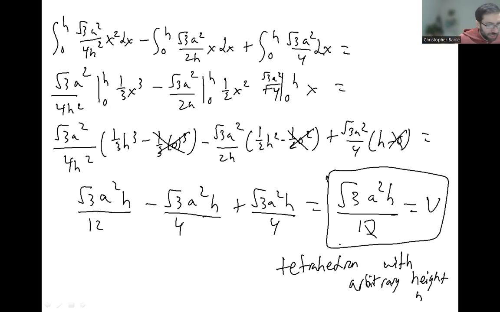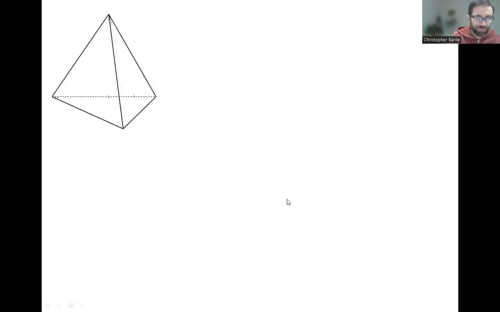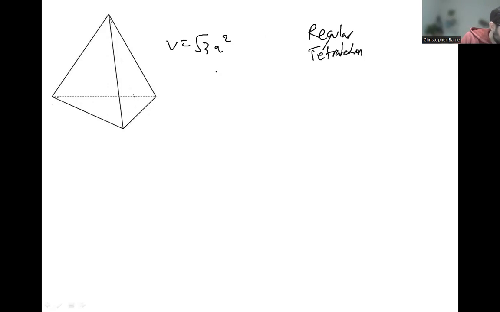Okay, so at this point, let's take this formula and go a step further. I'm going to rewrite this formula at the top for us. That was root 3 a squared h over 12. Let's do it now for a regular tetrahedron. This part doesn't really have any calculus now that we did the generic formula. All we have to do is figure out what h is for a regular tetrahedron.